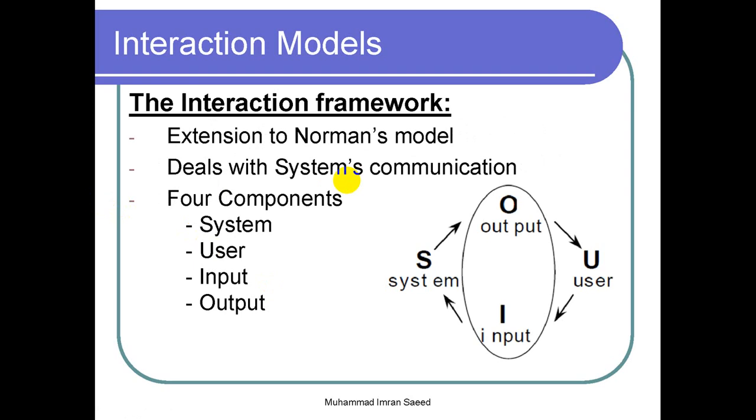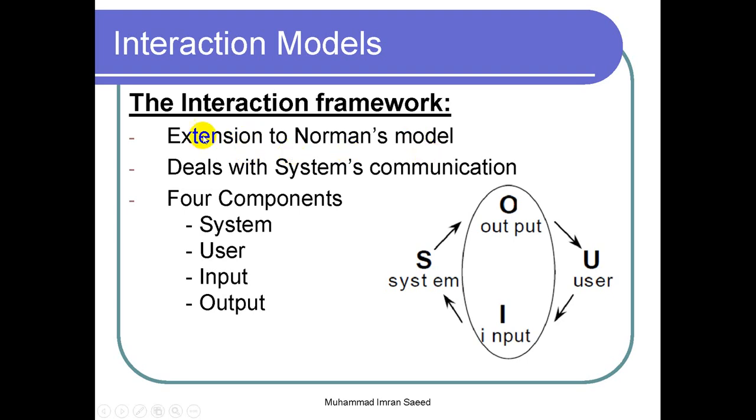Now we have the second model, and this is known as the interaction framework, right? Sometimes when I ask you what the interaction framework is or how it works, you normally start describing Norman's interaction model in the quiz, right? Execution, evaluation. So please make sure this interaction framework, interaction model, is in fact an extension to Norman's model. It is not Norman's model, it is an extended kind of model.